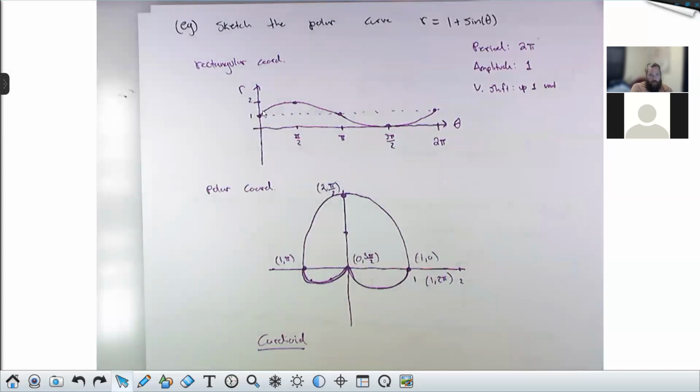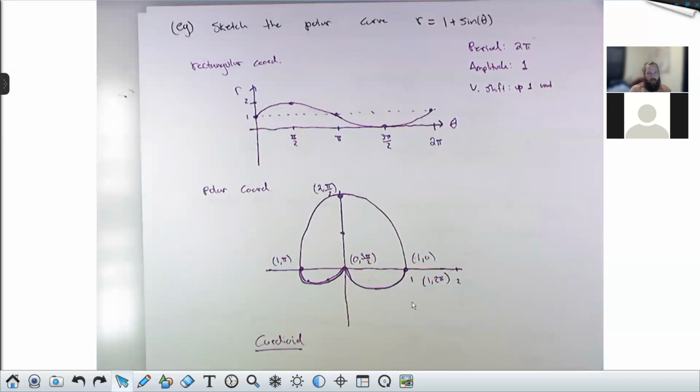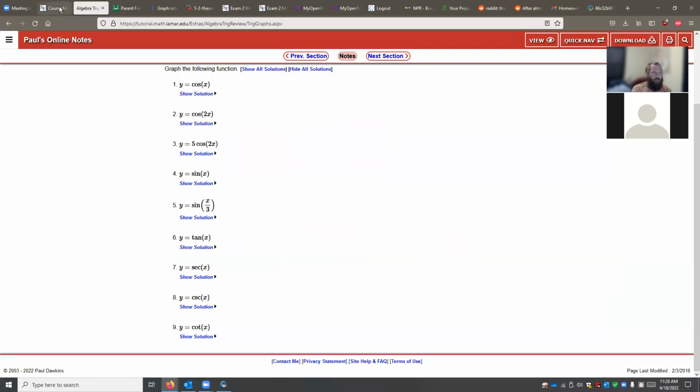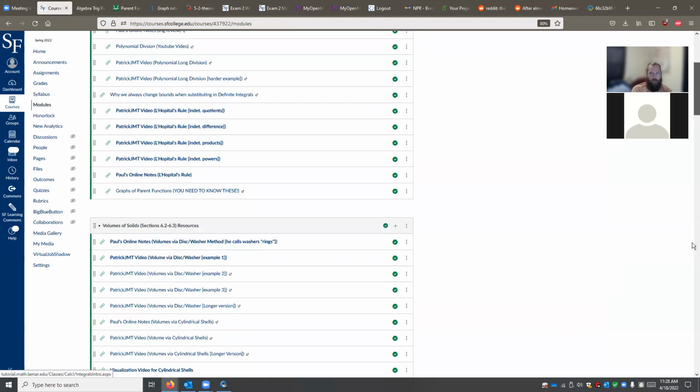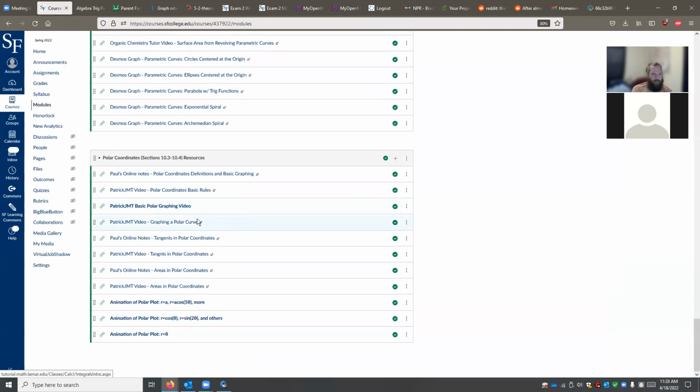And this is the procedure, right? Sketch the thing in rectangular coordinates and then kind of one piece at a time, you transfer the curve into the polar coordinate system. I have videos posted where you can see animations of this happening. I'd like to just expose you to that really quickly because I think they're very helpful. It's a hard thing to draw.